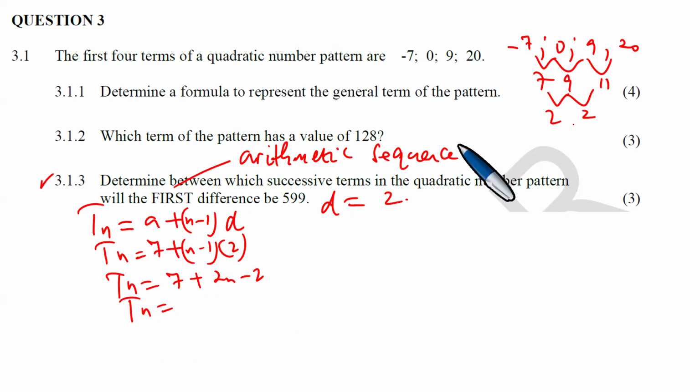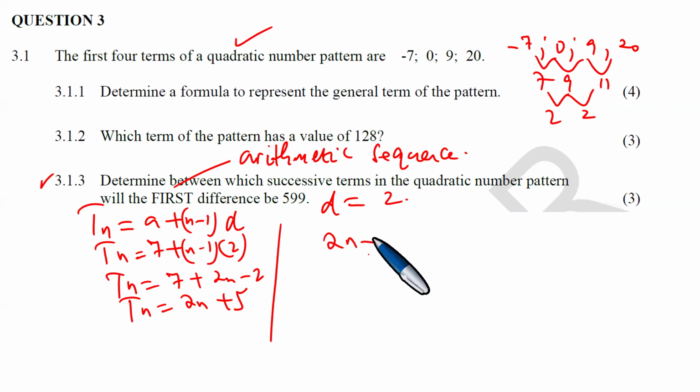Always the first difference is from an arithmetic sequence, but note that the first difference is from a quadratic number pattern. Quadratic number pattern means you must find the first and the second differences. So this is 2n, and 7 minus 2 is 5. But we're not done yet, because we need to determine between which successive terms in the quadratic number pattern the first difference will be 599. So you make this 599: 2n plus 5 is 599.